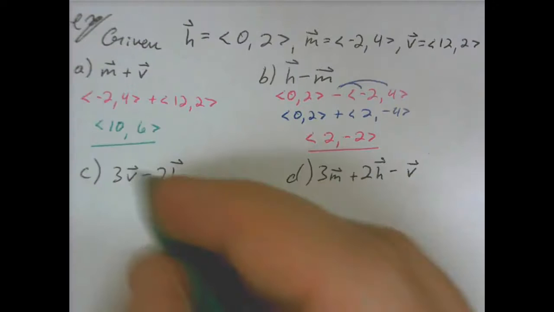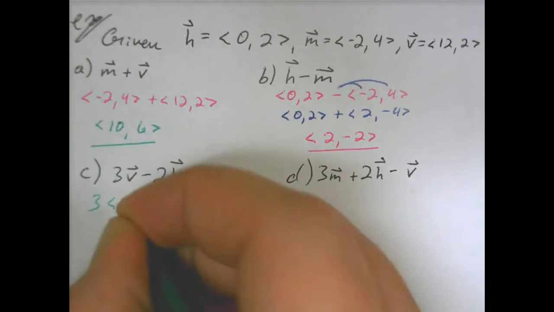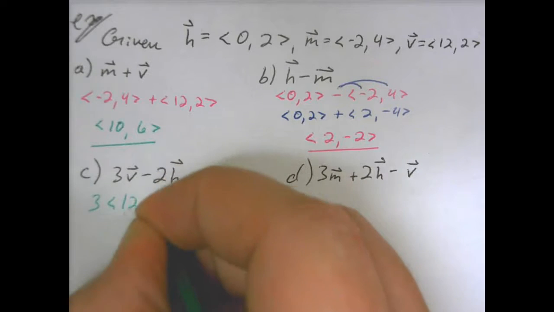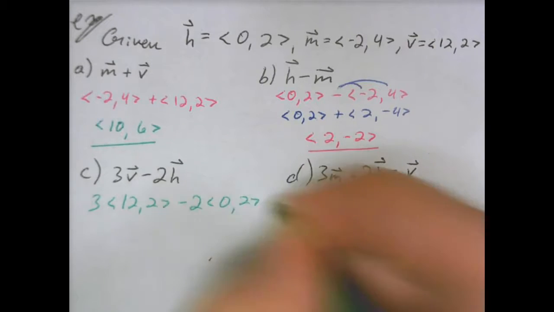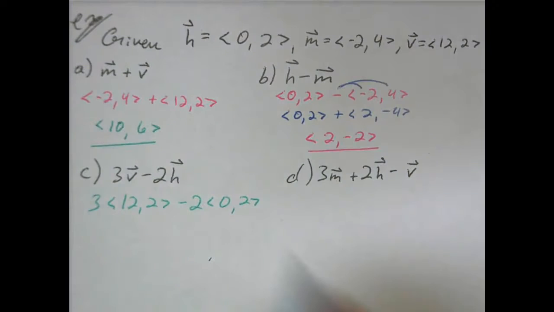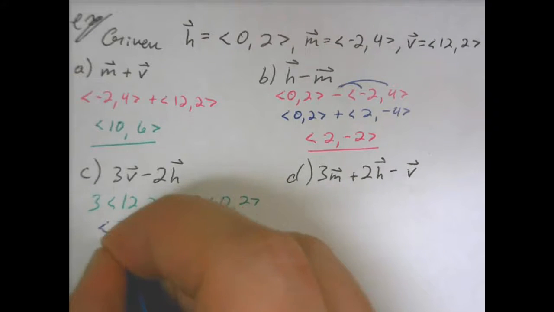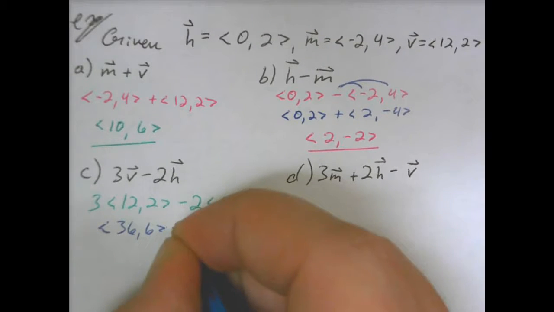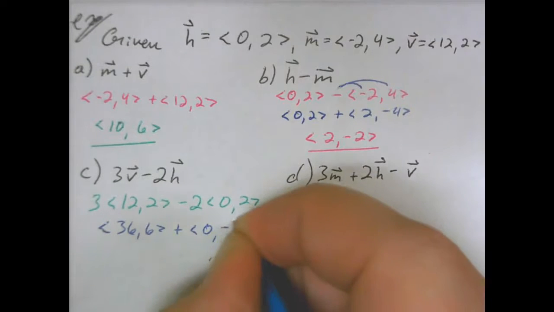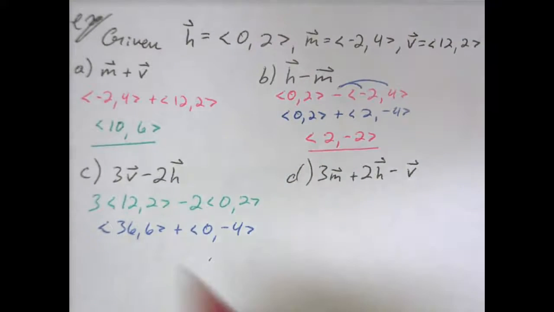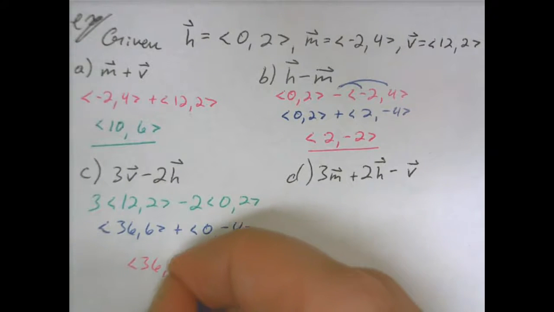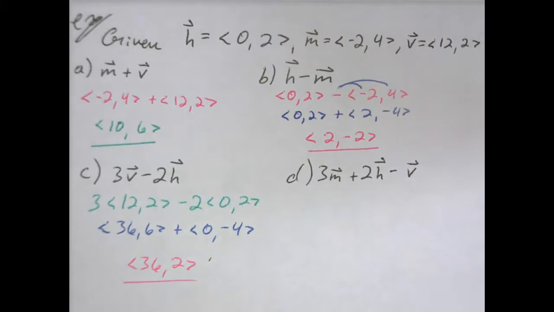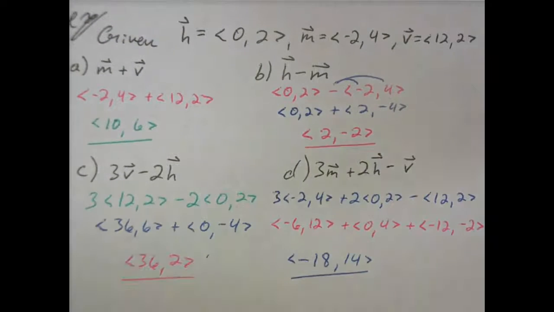Okay, just like if there were numbers in front, all I'm going to do is copy that number in front. 3 times v is 12, 2, minus 2 times h is 0, 2. So all I have there, if I distribute the 3, is 36, 6, plus 0, -4. 36 plus 0 is still 36, and 6 minus 4 is 2. All right, take a second, give this one a shot. I'm going to write the answer. Ready, go! I'm going to beat you. I told you I'd win.